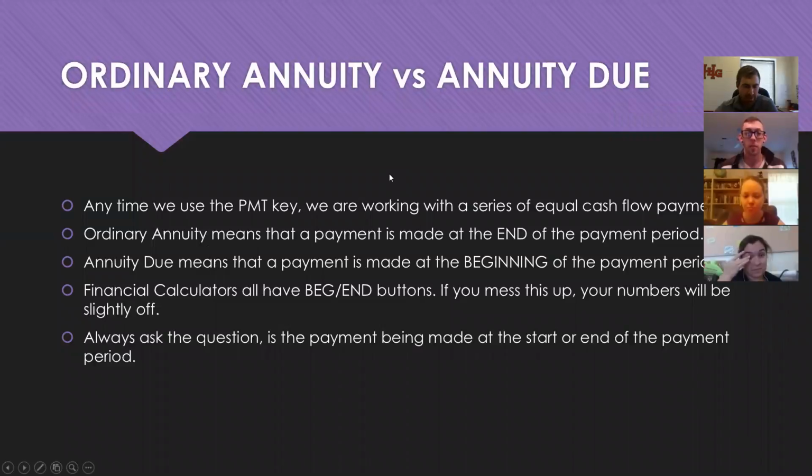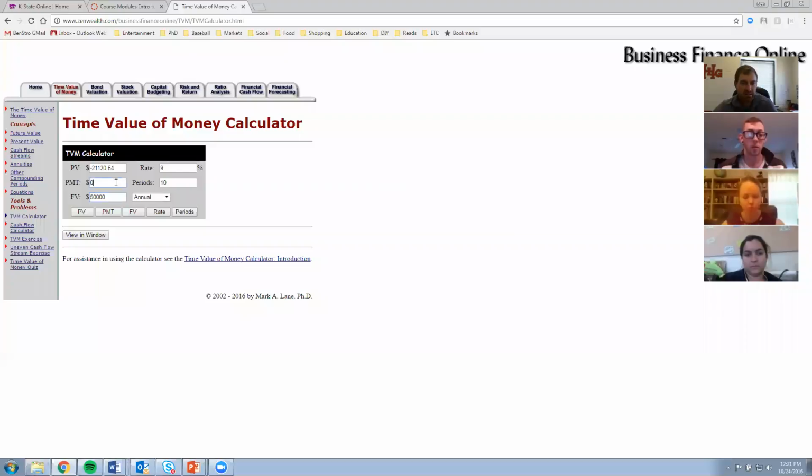All right, let's talk a little bit about the terminology. In the big financial world, we typically use the term annuity, and that means equal periodic investments we make, and basically we will use the PMT key right here.